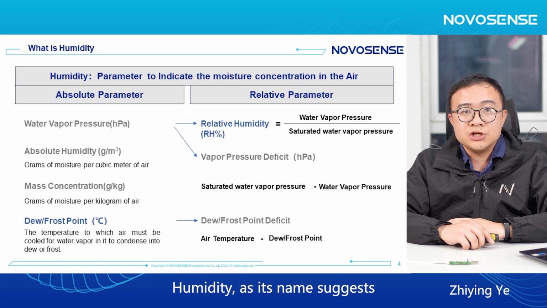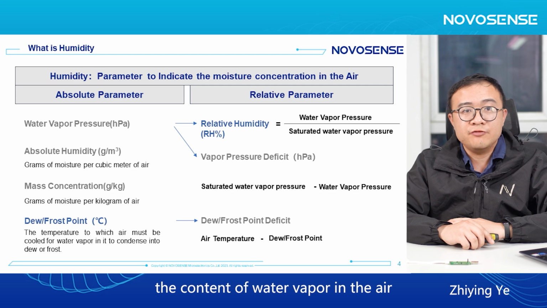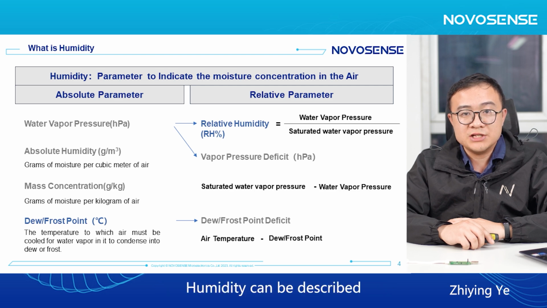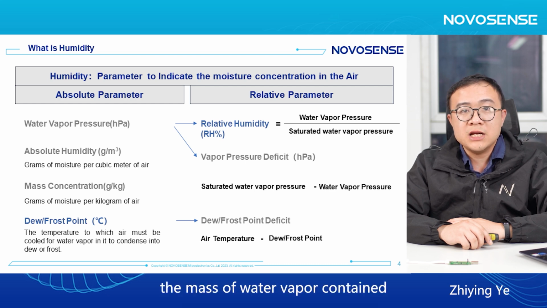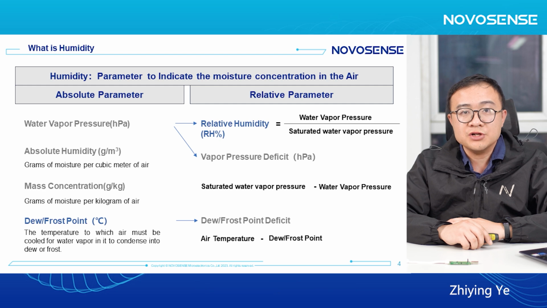Humidity, as its name suggests, is actually a parameter indicating the content of water vapor in the air. Humidity can be described as absolute humidity parameters or relative humidity parameters. Absolute humidity parameters include water vapor pressure. Absolute humidity means the mass of water vapor contained in 1 cubic meter of air. Also, there are some other absolute humidity parameters like mass concentration of water vapor and frost point, dew point temperature.